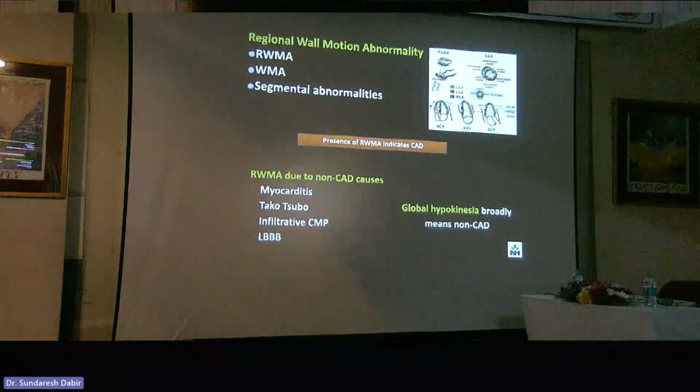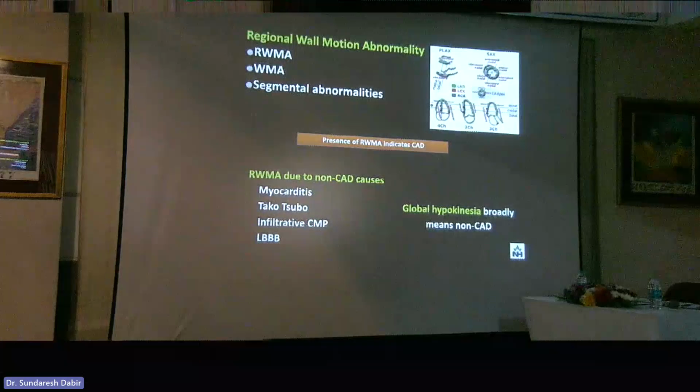Now, the terms. Regional wall motion abnormality. It's a very common term. Different institutions, different people might use it in a different way. Some will term it as RWMA. Some will say wall motion abnormality, WMA. Some will say it is segmental abnormalities. It's one and the same.